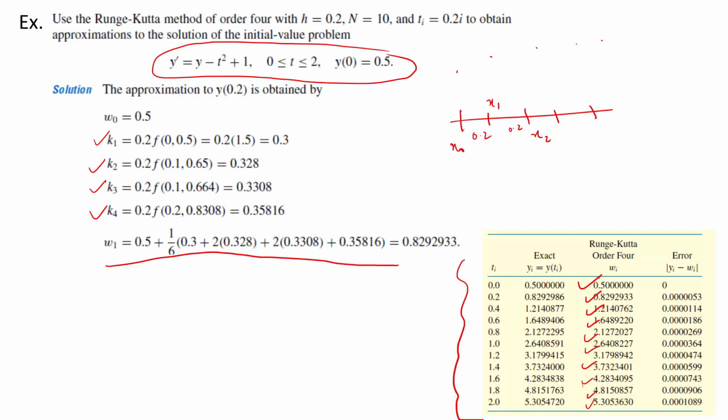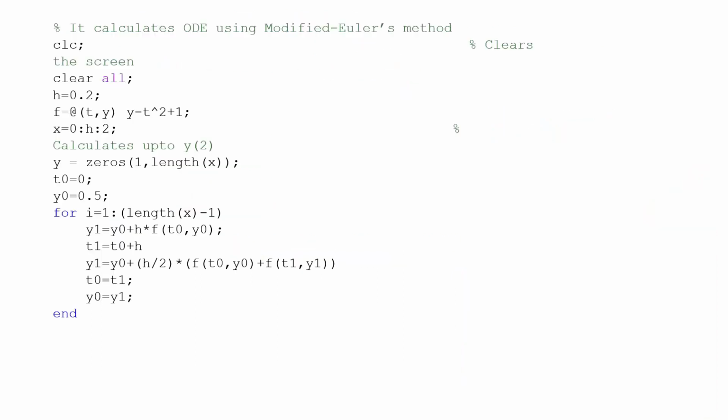So for comparison purposes, we have taken this as the exact value, and this is what we have got from the Runge-Kutta fourth order. You can see the error is very small, and this is the predicted value and this is the exact value. So you can see the magnitude of error over here. So let's move on to the MATLAB code.